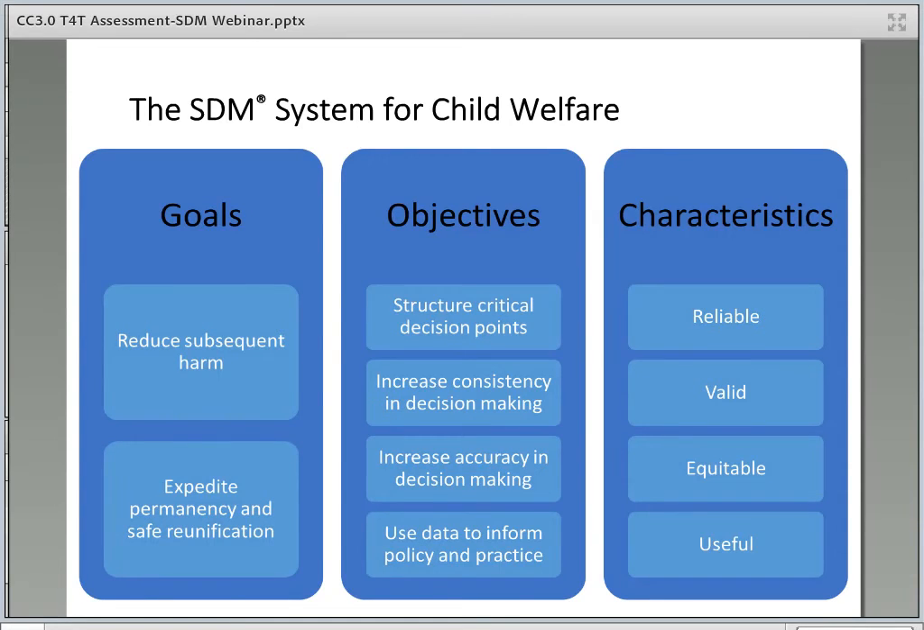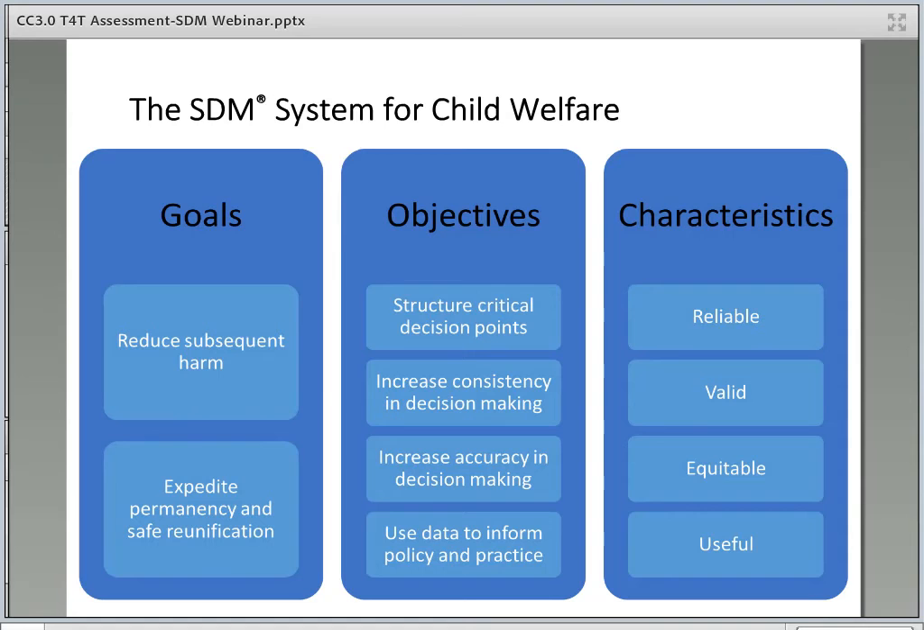SDM was developed by Children's Research Center, or CRC, in the mid-1980s. It is now used in the United States, Canada, Australia, and Bermuda. The SDM system is focused on key decision points and helps us to be intentional about decisions. It's easy to drift through decisions, especially those regarding case closing. The SDM system emphasizes the importance of clear, concise decision points. SDM assessments support decision-making. They do not make decisions.